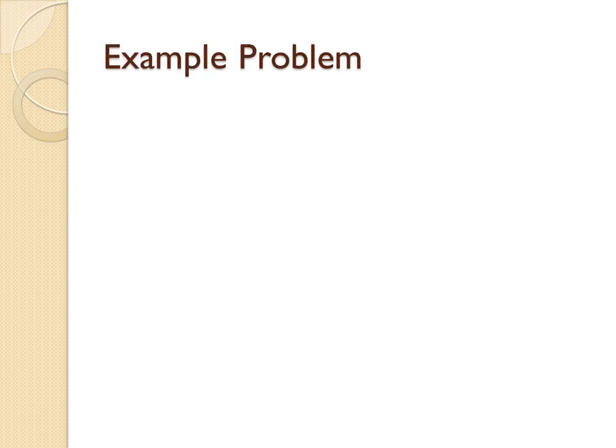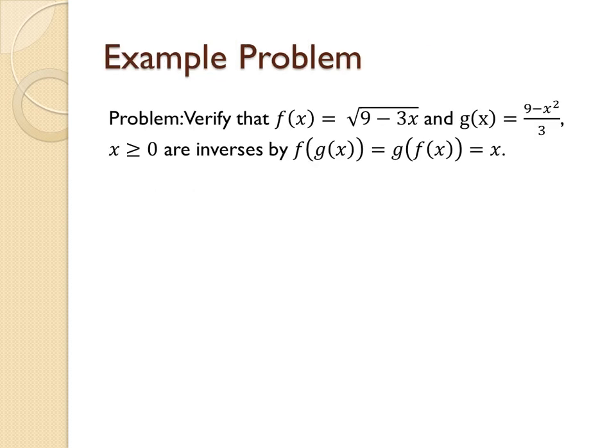So now, let's discuss our example problem, which is: verify that f of x equals the square root of 9 minus 3x and g of x equals 9 minus x squared all over 3, with the restriction that x is greater than or equal to 0, are inverses by using composition.